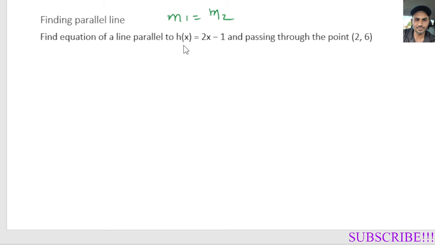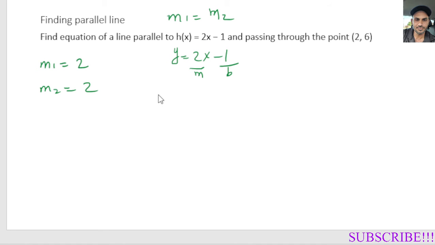I'm going to change this h of x, a function, to a more standard form, y equals 2x minus 1. This is the slope-intercept form. From a function form, we brought it into a generic form that we are very familiar with. So now we know that this is the m of our given line and this is the b. So m1 equals 2. From this we know that the line we're trying to find, which is parallel to this line, should also have the same slope. So m2 must be equal to 2 as well.